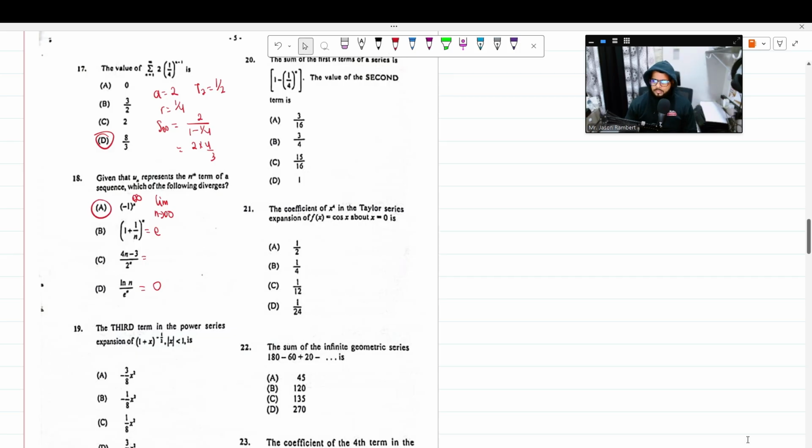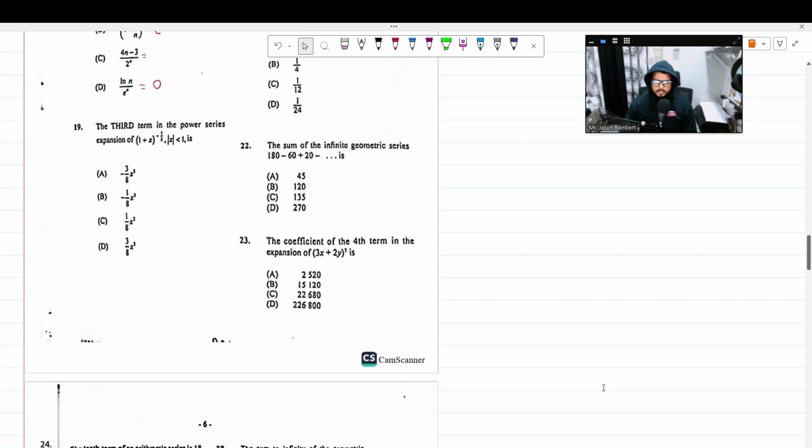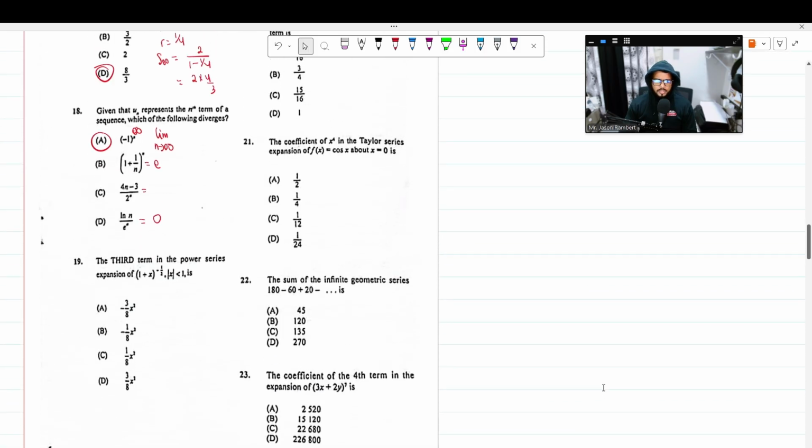Now I'm not too sure if this will come on all your current year's worth of papers, but let me hope it does not. And if it does, let me hope that this exact same question comes.